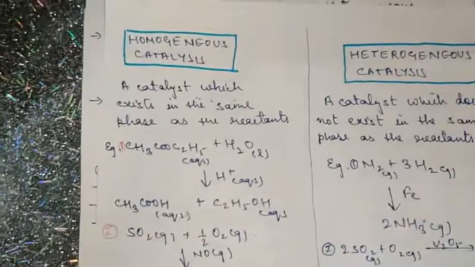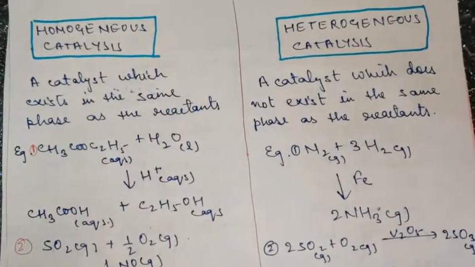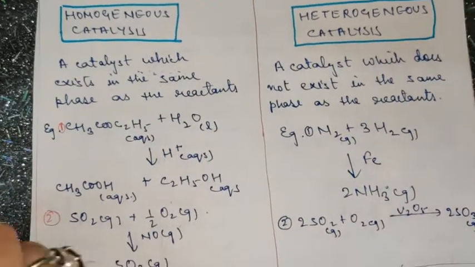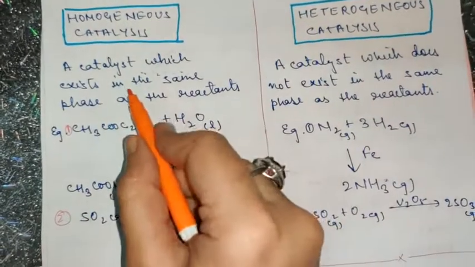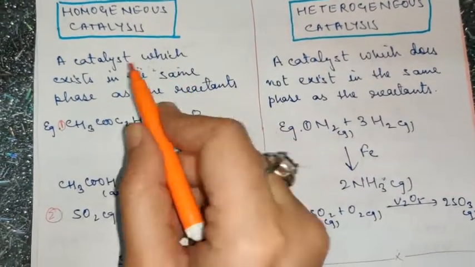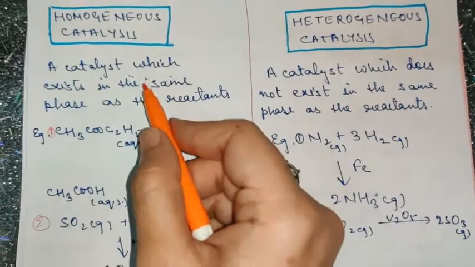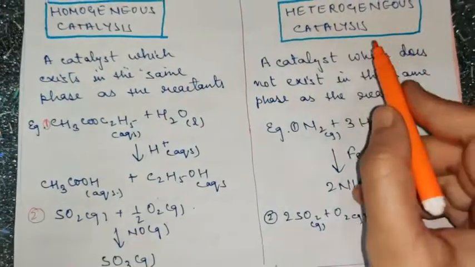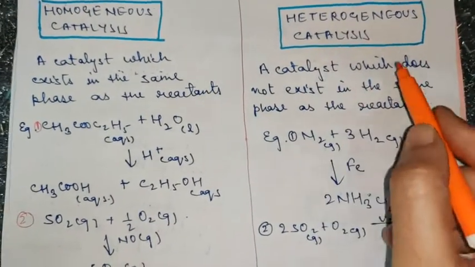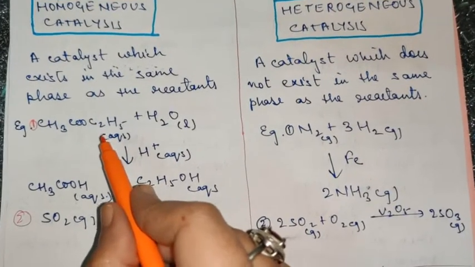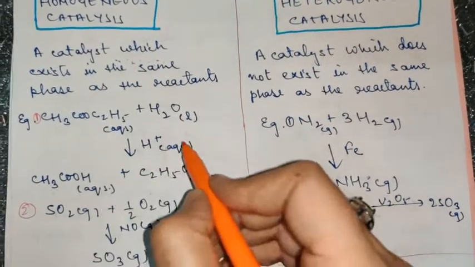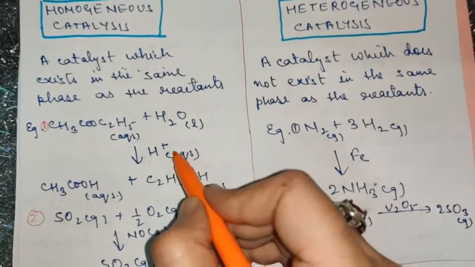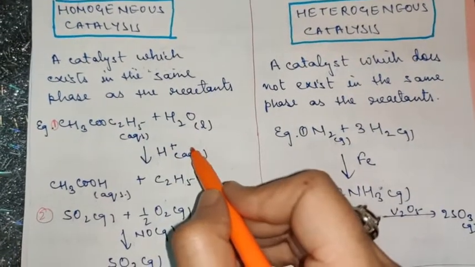Now coming to another category, that is homogeneous and heterogeneous catalysis. What is the difference between the two? Homogeneous catalysis means a catalyst which exists in the same phase as the reactants. That is, the reactant and the catalyst are both gaseous, both solid, or whatever the phase is, but the phase is the same. And heterogeneous means the phase is different. For example, in the hydrolysis of ester, we use an aqueous solution of an acid. H plus indicates acid is used as a catalyst here, and the phase of the two is the same. So it is a homogeneous catalyst.